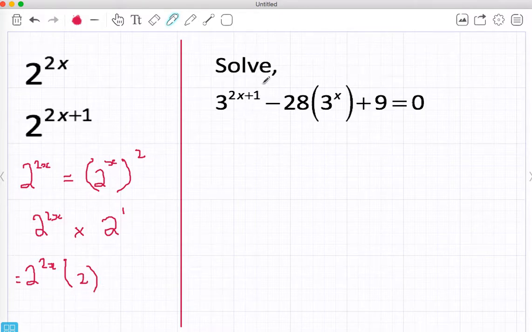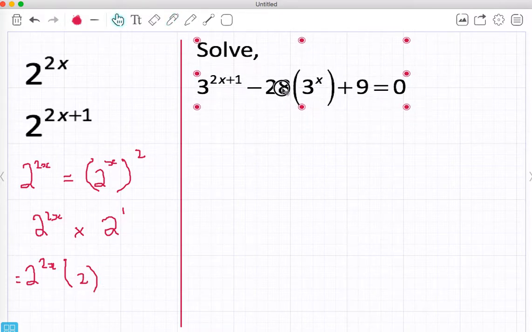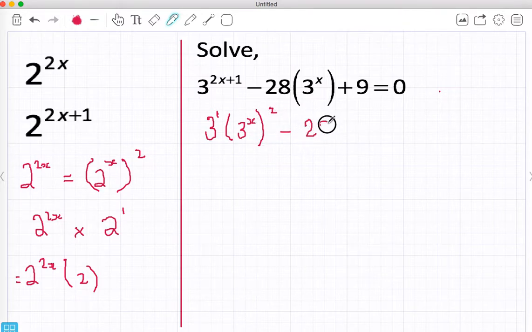Okay, now we're going to use those laws to look at this one here. So I've got a nice, basically quadratic, and I'll show you why it's a quadratic by looking at the rules that we've just done. We're going to do 3 to the power of 1 multiplied by 3 to the power of x, but that 2 above it means that I can square this, minus 28 times 3 to the power of x plus 9 equals 0.